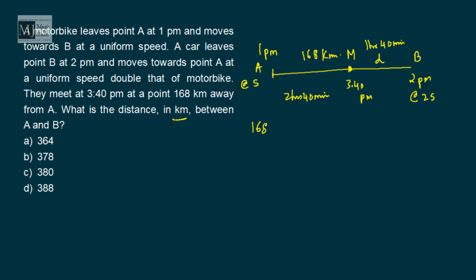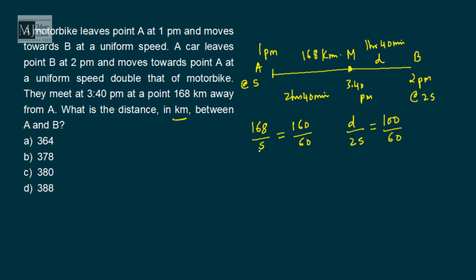Would be 168 by S. Now that time is 2 hours 40 minutes. 2 hours is 120 plus 40 is 160. That is 160 minutes. So can I say it is like 160 by 60 hours. Similarly, the distance traveled D at a speed of 2S has taken how much? 1 hour is 60 plus 40 is 100 minutes. 100 by 60.